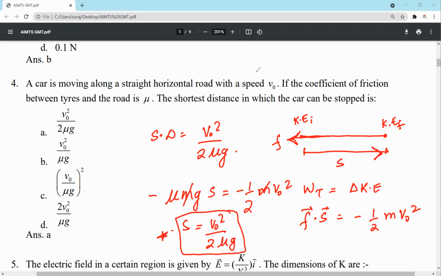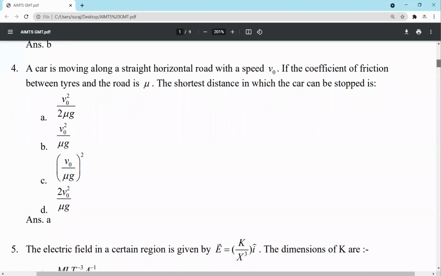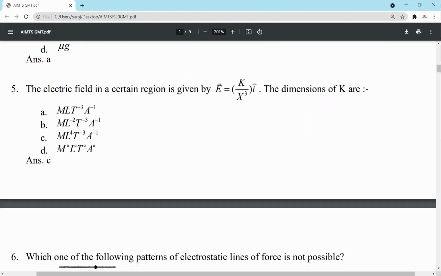Now coming to question number 5. Electric field in a certain region is given by E equals K by x cube i cap. Dimension of K? See, what is the electric field dimension? First, we have to find: F vector is equal to Q times E vector. With this, we can find the electric field.